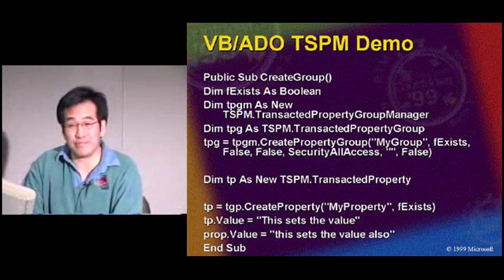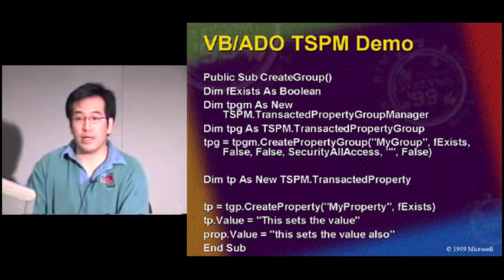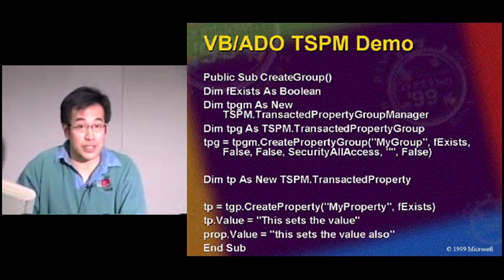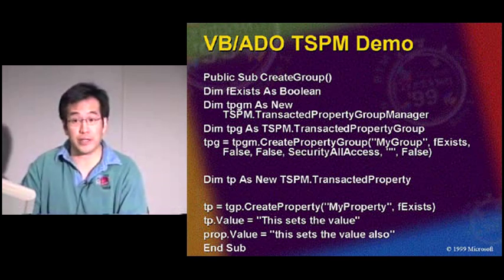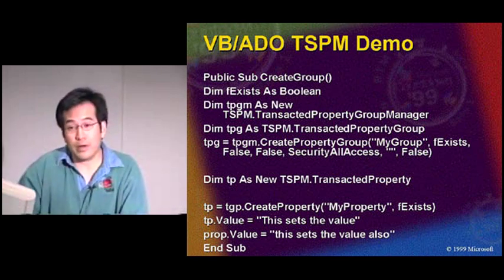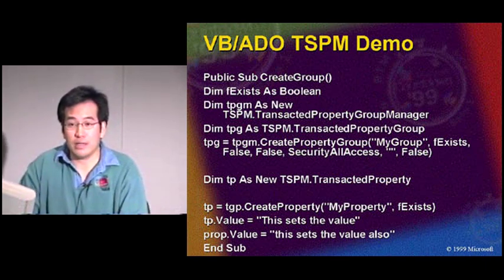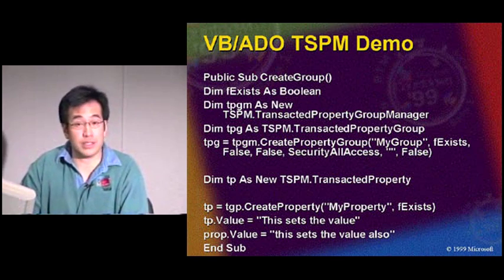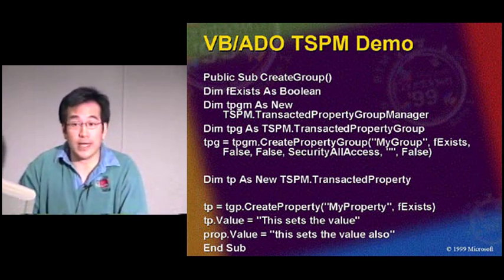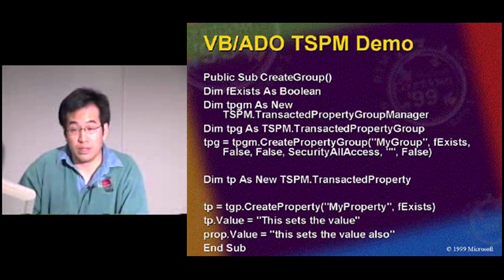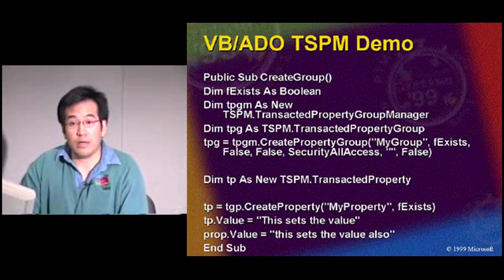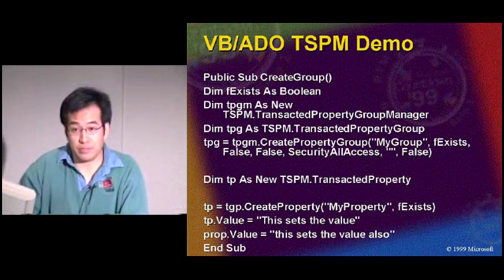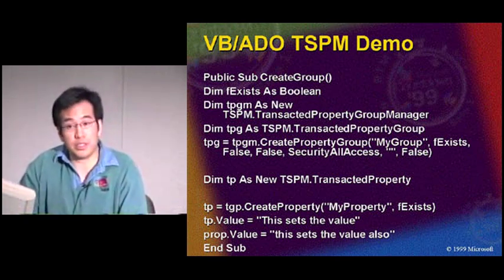Basic and ADO. In this example, we just have an ActiveX DLL, which exposes the create group method. All that's required is to define a variable. For example, in this case, starting off, defining a variable from the TSPAM object, which is Transacted Property Group Manager. We declare that first of all. We also need to declare TPG, which is a transacted property group. We need to set TPG.